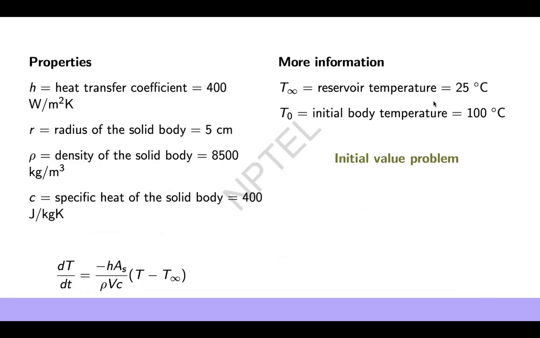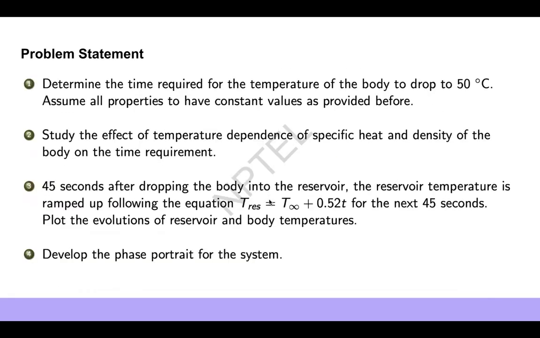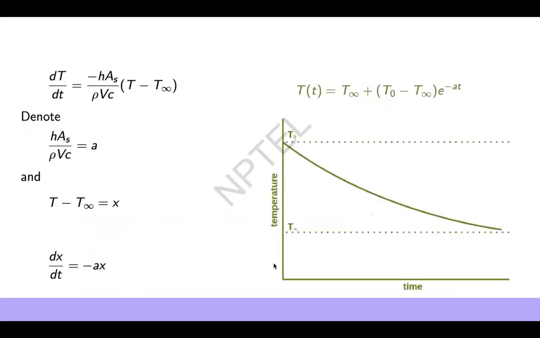But after 45 seconds, the reservoir temperature itself is varying. How is it varying? T reservoir is equal to T infinity, that is 25 degrees Celsius, plus 0.5 t. Now you have a reservoir temperature that is a function of time. So what will happen to the temperature drop? What will happen to this behavior? How will the temperature of the body change? Next is developing a phase portrait of the system. We'll understand what this phase portrait is.